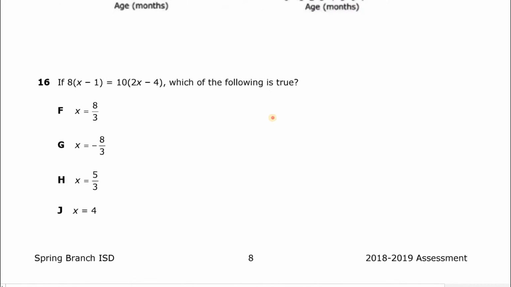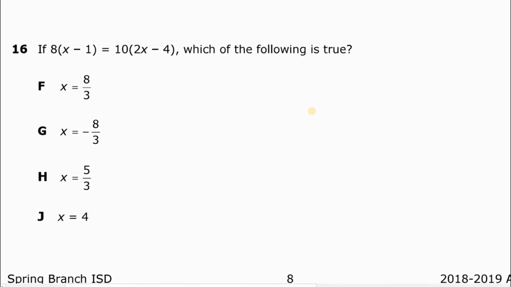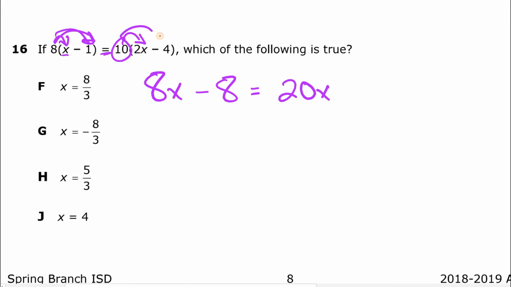Last one was another equation. So we're having to solve. We see parentheses with variables inside of it, so we have to distribute. 8 times x is 8x. 8 times -1 is -8. 10 times 2x, we have the equal sign obviously. 10 times 2x is 20x. 10 times -4 is -40.